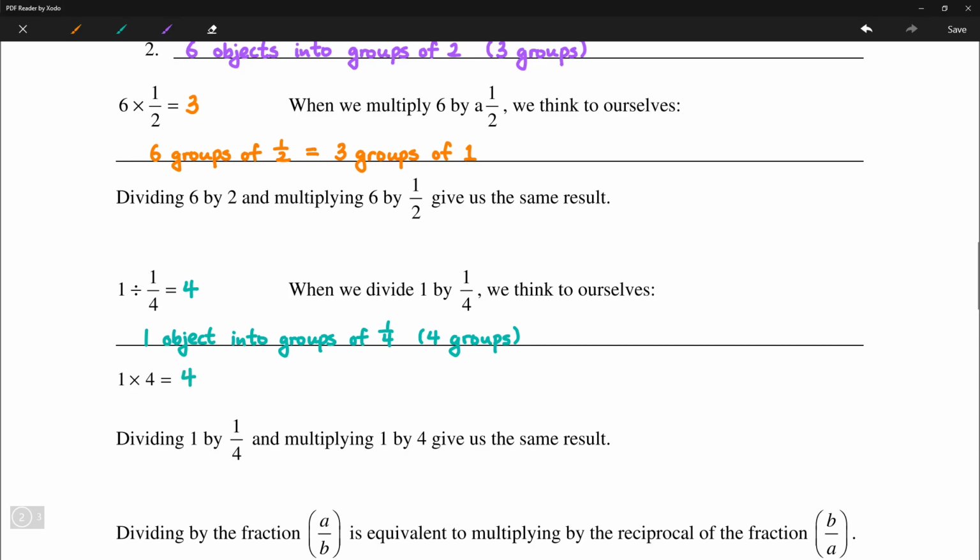Okay, so we can generalize this result by saying dividing by the fraction a over b is equivalent to multiplying by the reciprocal of the fraction, b over a. Here reciprocal means we write the fraction upside down, or flipped.